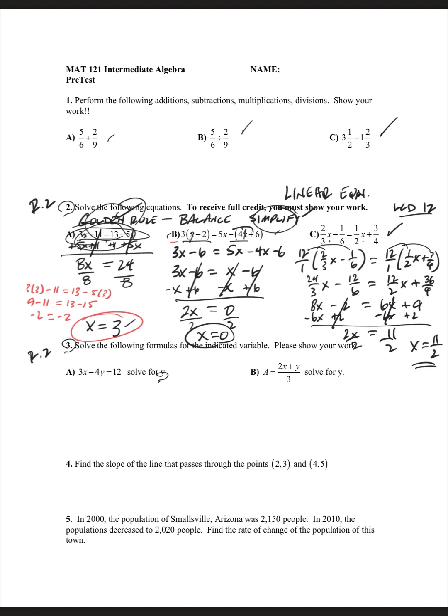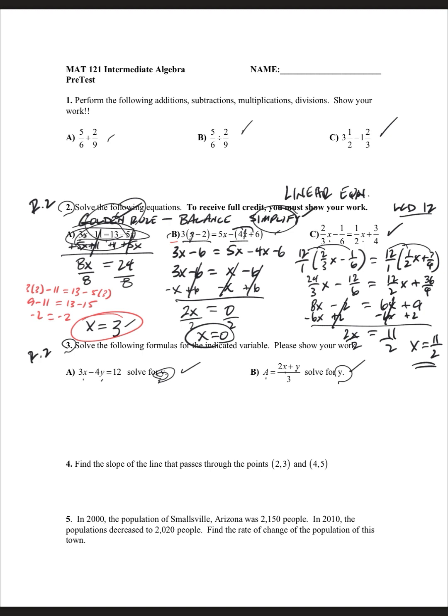Alrighty, moving to number 3, what's different as opposed to number 2, in the 2 problems in number 3, is we have more than one variable. Problem A has 2 variables, and problem B has 3 variables in it. But for the variable we're trying to solve for, which is y in both cases, we're going to simplify and play the golden rule. We basically do the same stuff that we did in number 2.